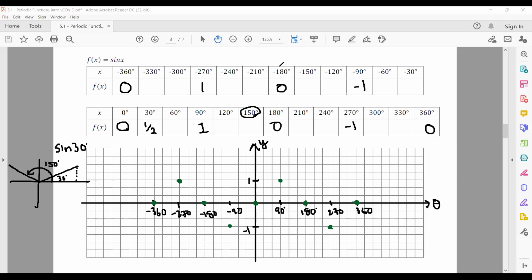People need to work on their CAST rules a little bit more. Sine of 150 is as if we are creating the same triangle with a reference angle of 30, but in quadrant 2. Sine of 150 is also half. In the same way, what about this one?